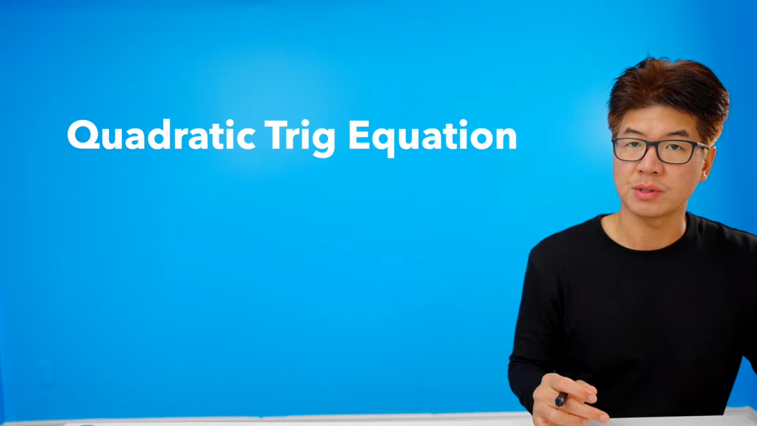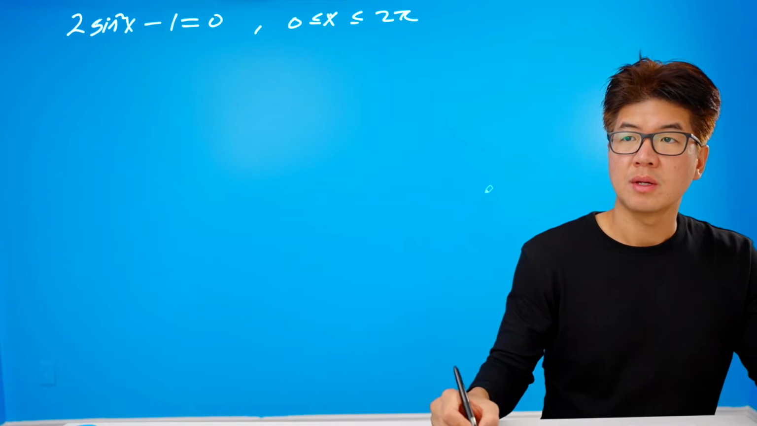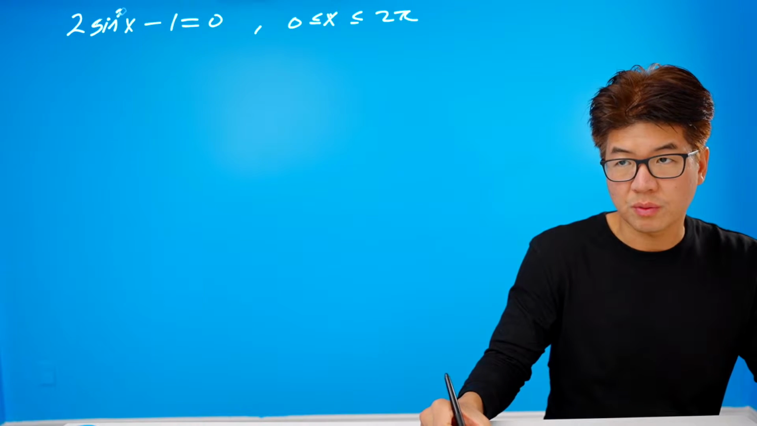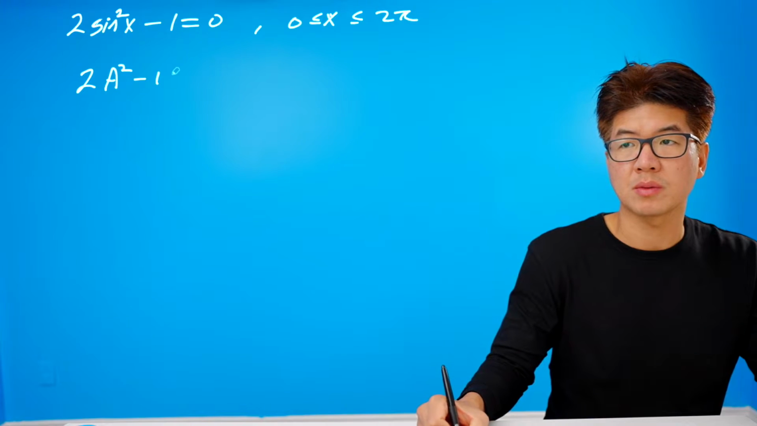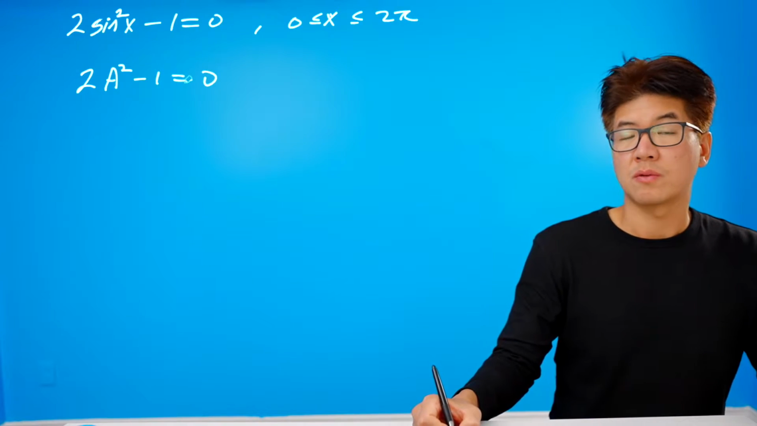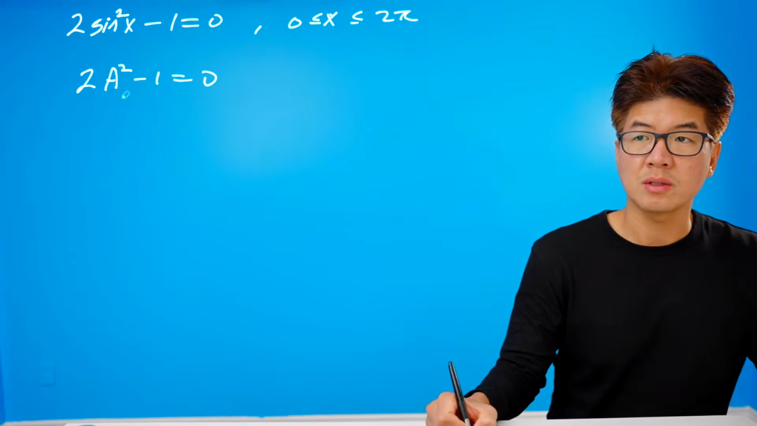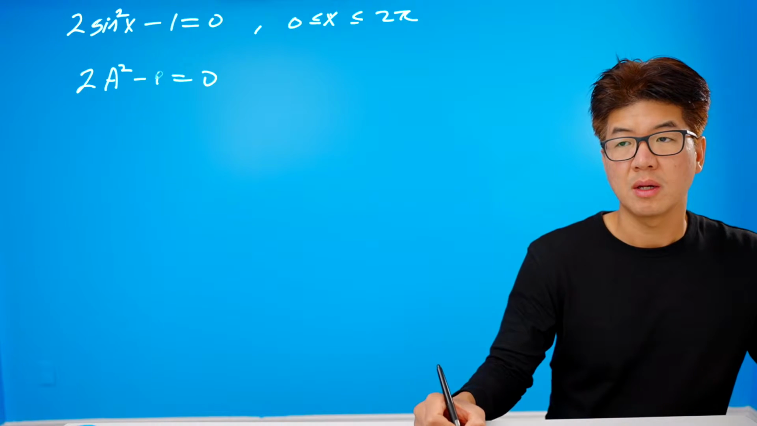Okay, let's do another example of a trig equation, this time a quadratic trig equation. Let's take a look. What makes this one a quadratic is the square here. This is in the same format as 2a squared minus 1. So the first step is to isolate the sine of x, which is the same thing as solving this equation for a. So how do we do that?